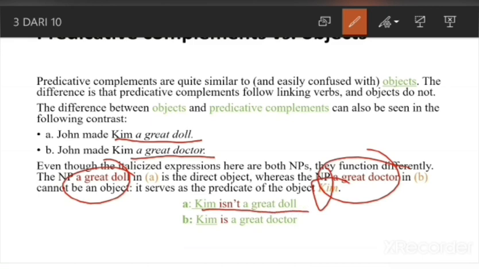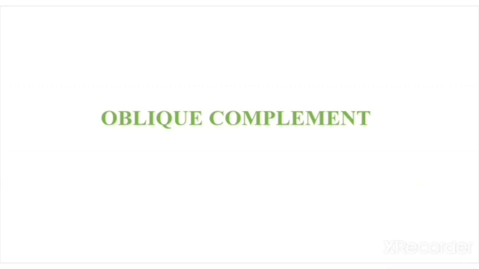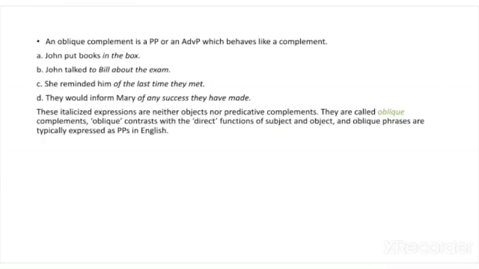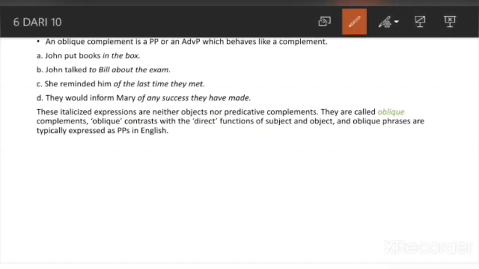In B, Kim is a great doctor. Second is oblique complement. An oblique complement is a prepositional phrase or an adverb phrase which behaves like a complement. For example, John put books in the box. John talked to Bill about the exam. She reminded him of the last time they met. They would inform Mary of any success they have made.